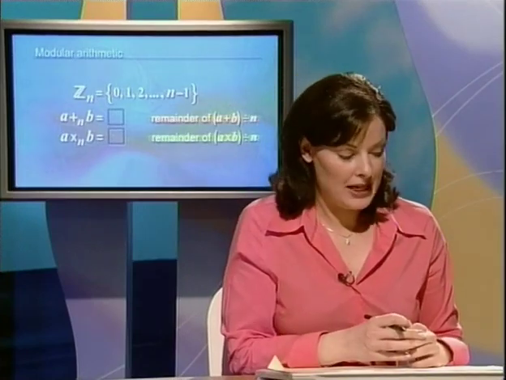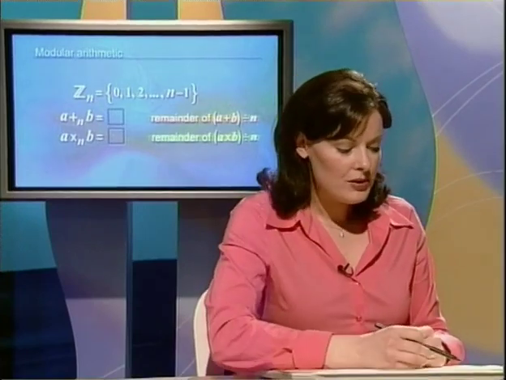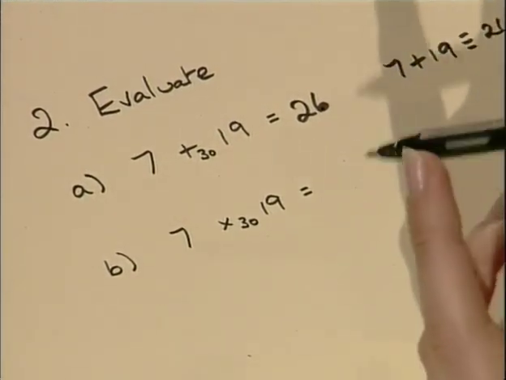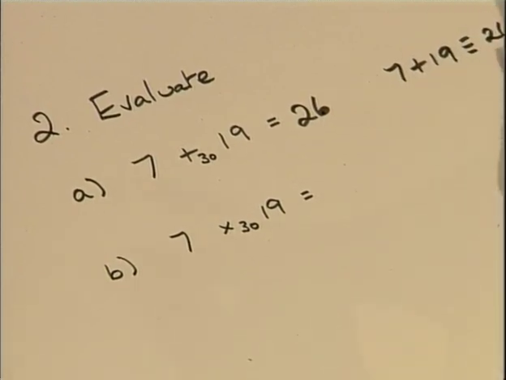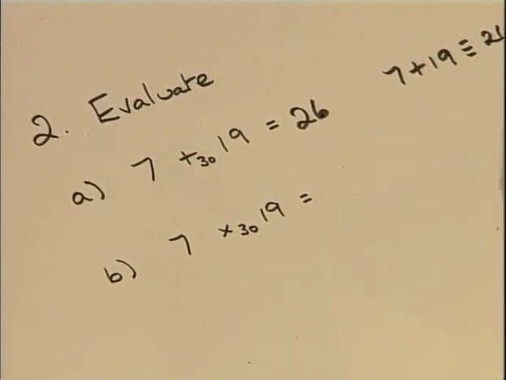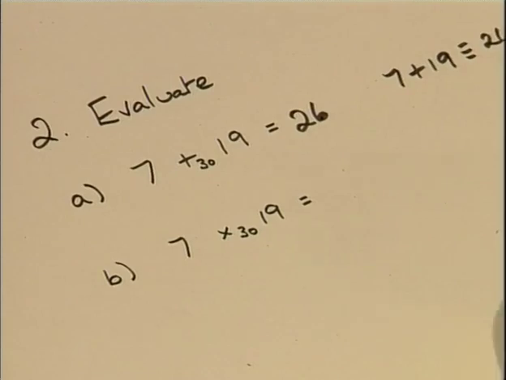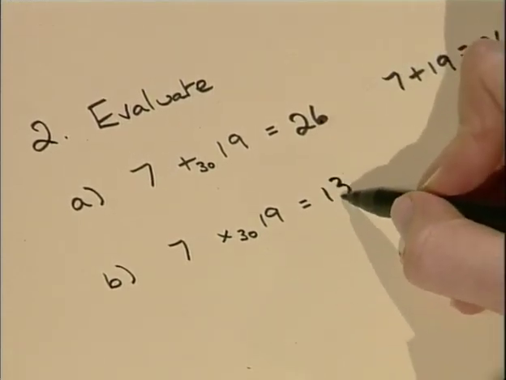Now, what about the multiplication? Well, 7 multiplied by 19, that's 133. Now I need to divide that by 30. Well, 4 30s are 120, so that gives me a remainder of 13. So 7 times 19 modulo 30 is 13.